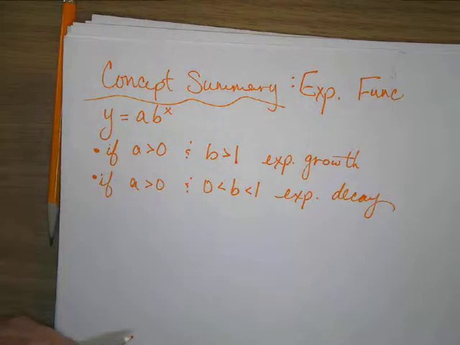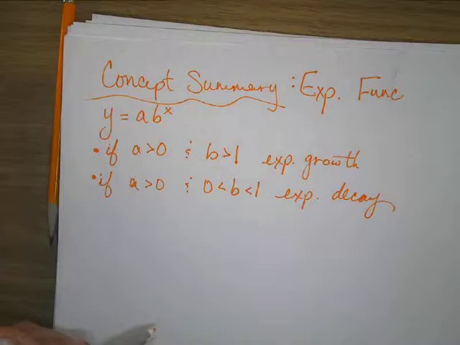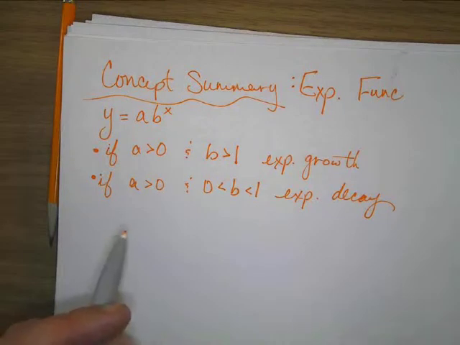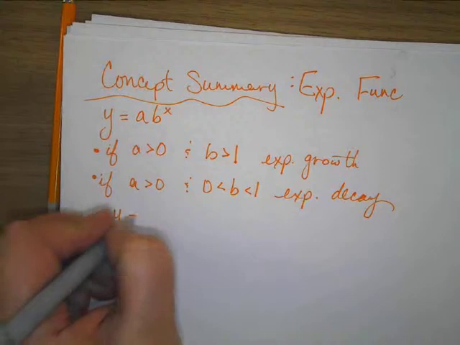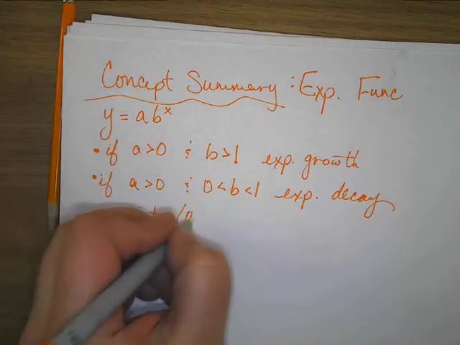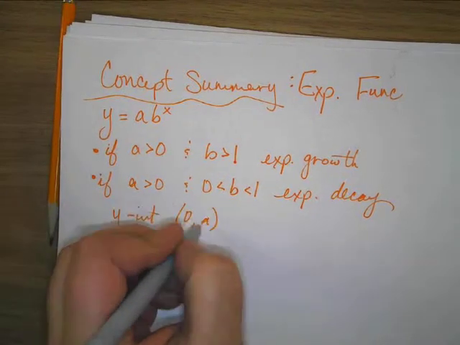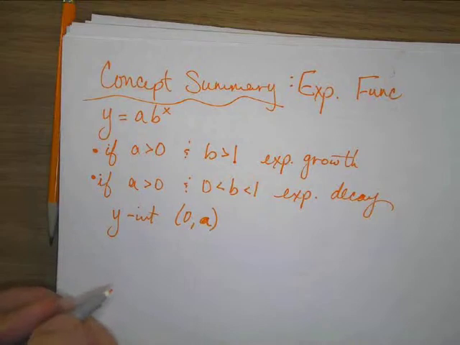The reason we're only worried about when a is greater than 0: if a is less than 0, it means it's negative. It means it's reflected. And we're not talking about growth and decay then anymore. It's just exponential functions. So for when they ask about growth or decay, your a should be a positive value. And then in the bottom it says, in either case, the y-intercept is when x is 0 and a is our answer. That's always going to be your y-intercept in these cases.